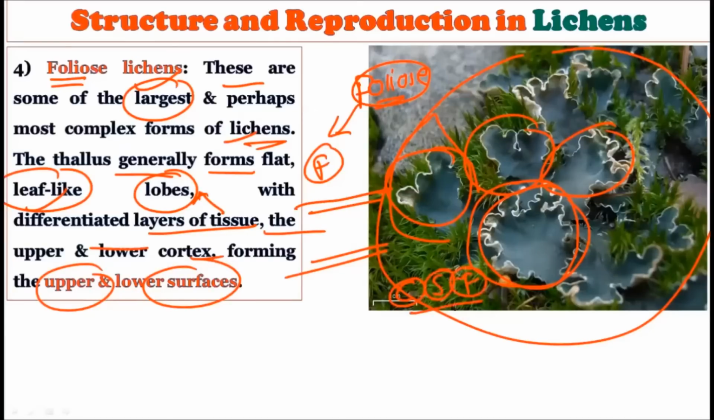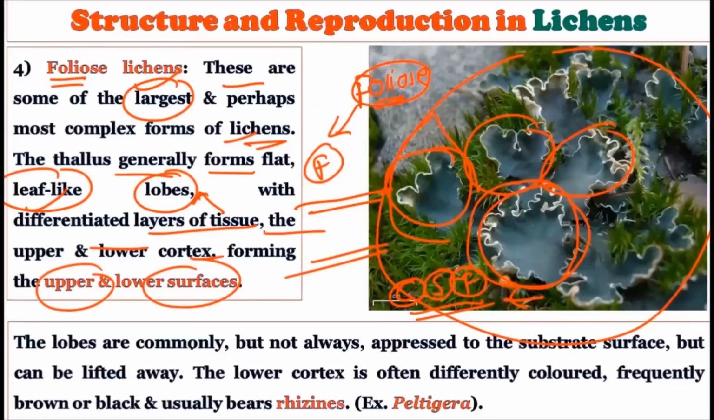All these are lagging behind the Foliose lichen, because Foliose lichen shows the leafy structure and the clear-cut anatomical differentiation of the upper cortex and the lower cortex. And of course, they show the presence of rhizines in order to attach themselves to the substratum. Now see, the lobes are commonly, but not always, raised from the substrate surface. Observe these particular lobes. They are just raised from the substrate.